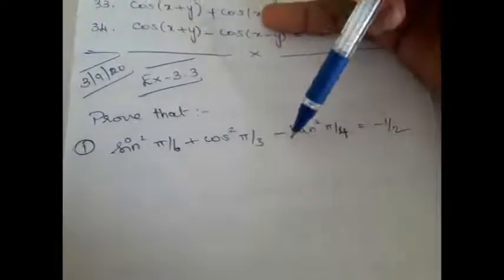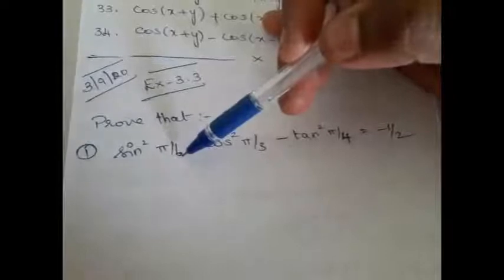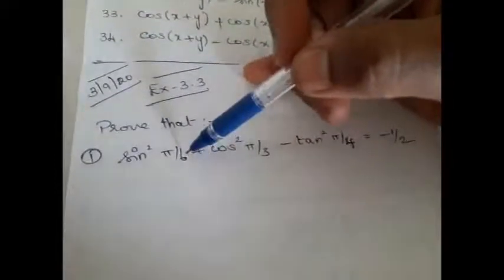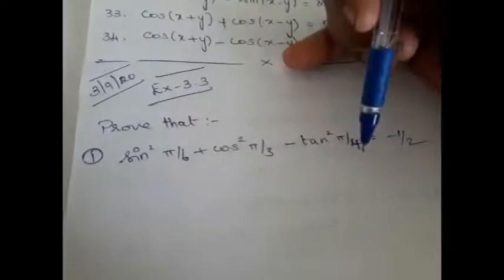If you check the angles also, all are standard angles. What is pi by 6? Pi by 6 means 30 degree. Pi by 3 means 60 degree. Pi by 4 means 45 degree. We know what is sin 30, we know what is cos 60 and we know what is tan 45.